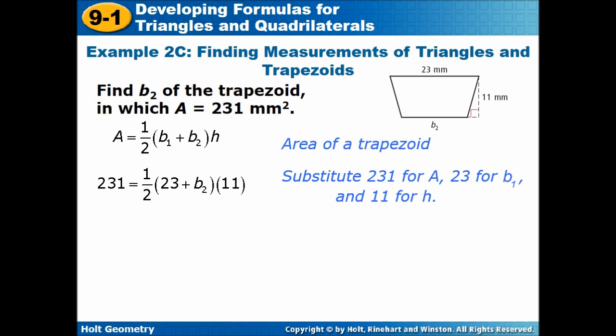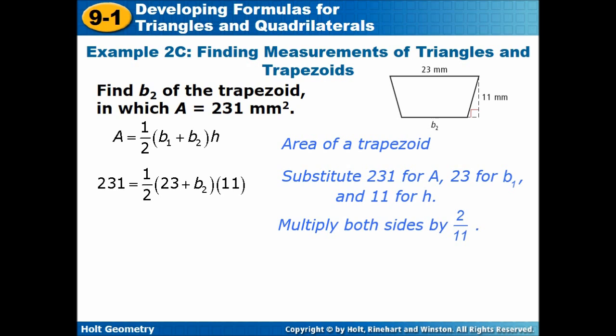So 231 equals 1/2 (23 plus B2) times 11. We've got to strip all that stuff away on the right-hand side of the equation from the B2 to find out what B2 is. So we're going to do the reverse order. We're going to undo. The first thing we're going to do is multiply both sides by 2 over 11. Why that? Well, all we're doing is multiplying the 1/2 times 11, and we get 11 over 2.